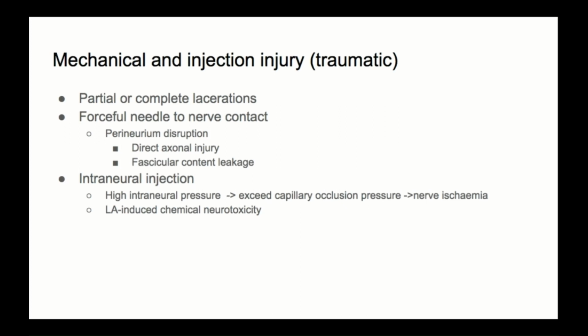It can even be due to, for example, when we're doing a peripheral nerve blockade, there's a forceful needle-to-nerve contact, which causes perineurium disruption, and this leads to a direct axonal injury. And if it interrupts the fascicles, it can cause leakage of the fascicular content and lead to an inflammatory response.